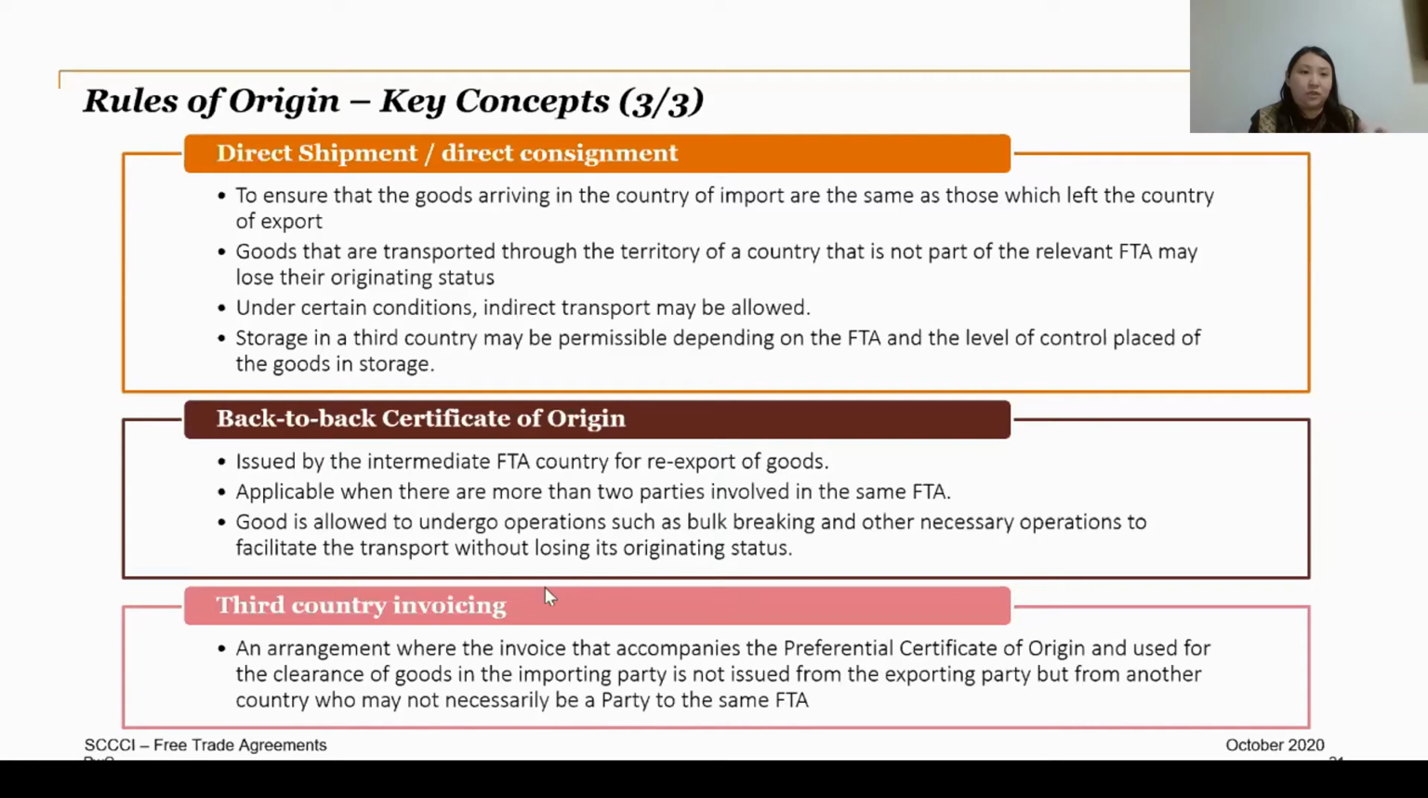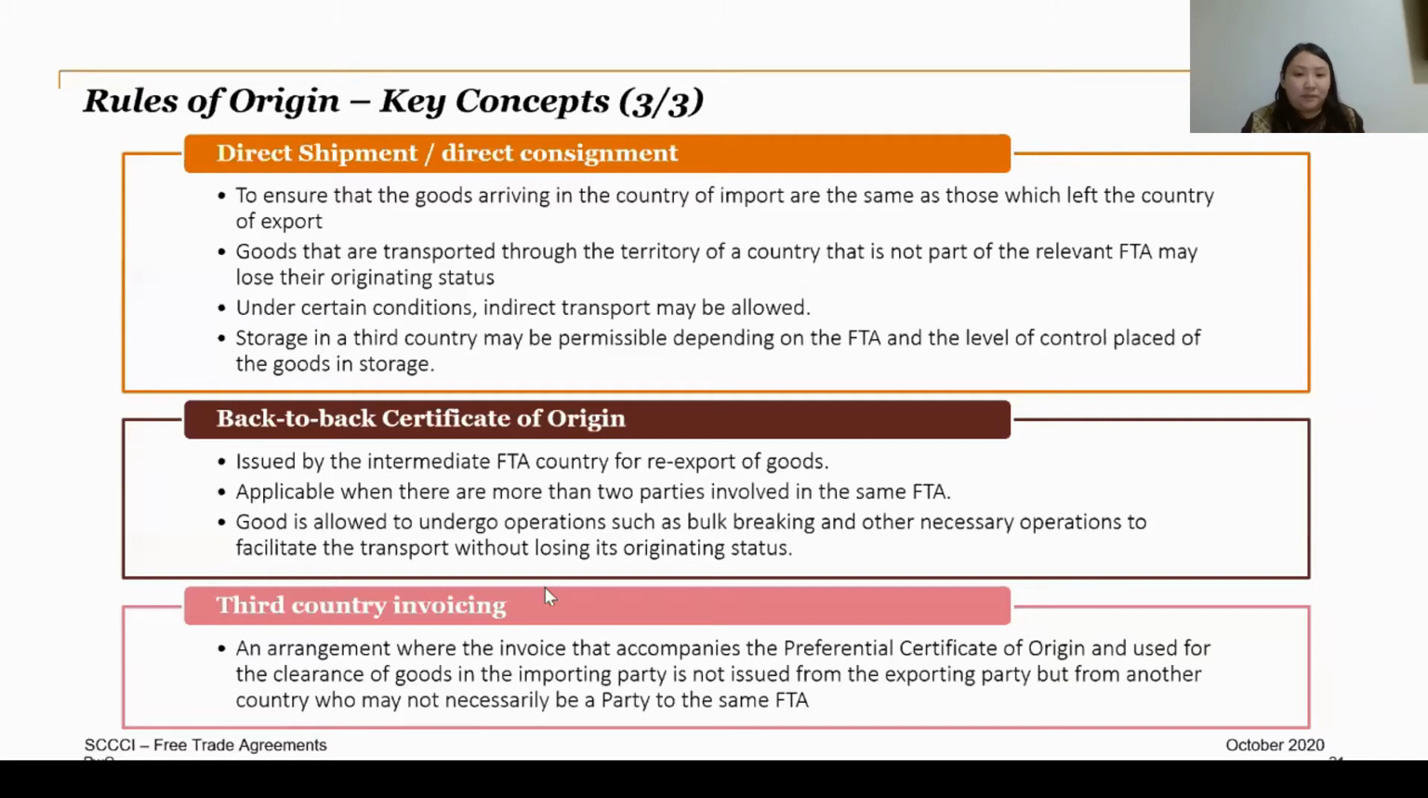But if the goods stop in another country for a long while, in storage there, sometimes the destination country will say, hey, your goods didn't meet the direct shipment rule. The thinking behind it is that the FTA is trying to avoid the situation where you do something hanky-panky in the third country, such as swapping it out for other products. So that's the thinking behind it, and that's why they're asking for direct shipment.